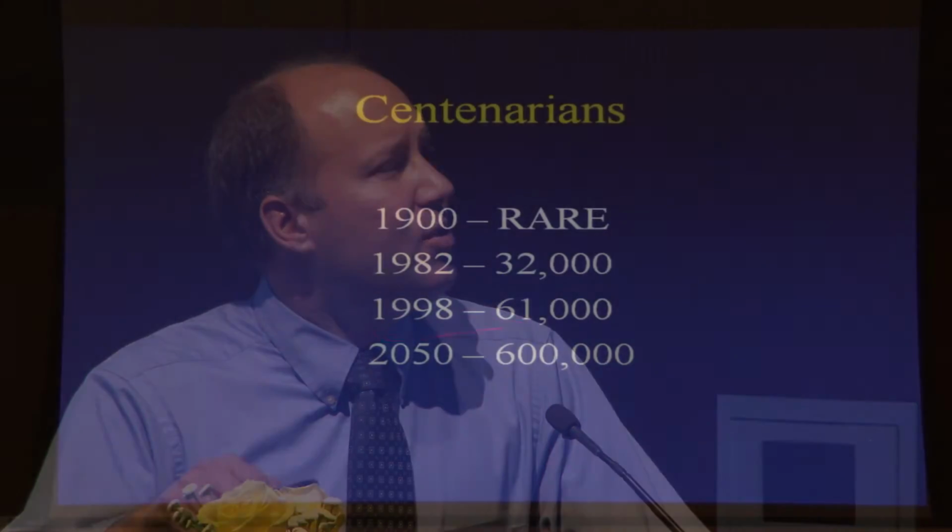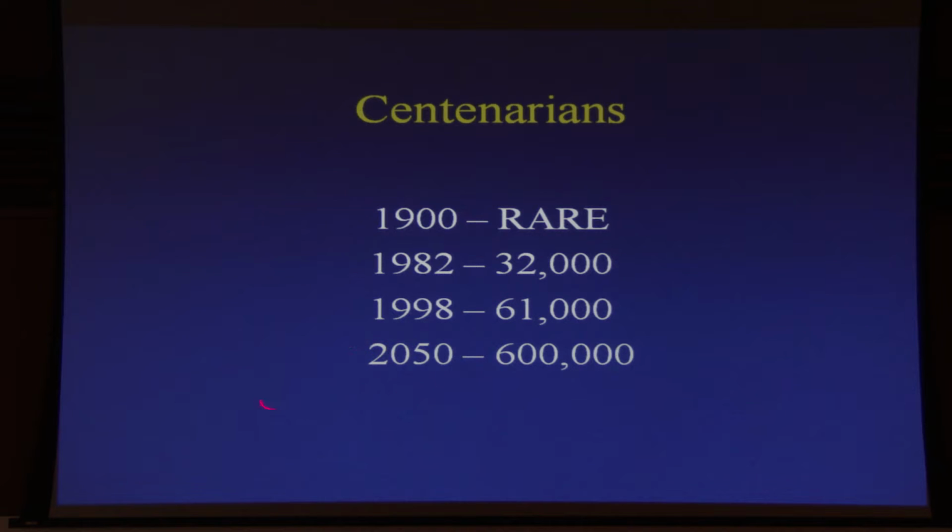So centenarians means a person who's lived to the age of 100, and that was quite rare in the past. In 1998, it was only 61,000, and it's expected that by 2050, there'll be 600,000 that can live into that age.